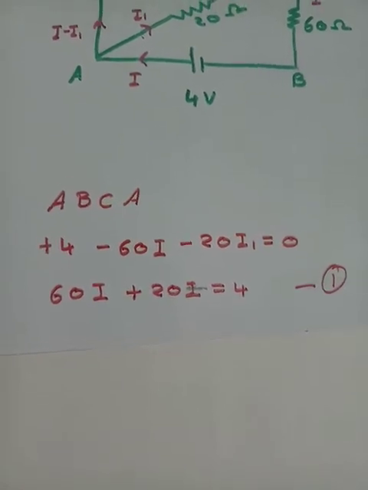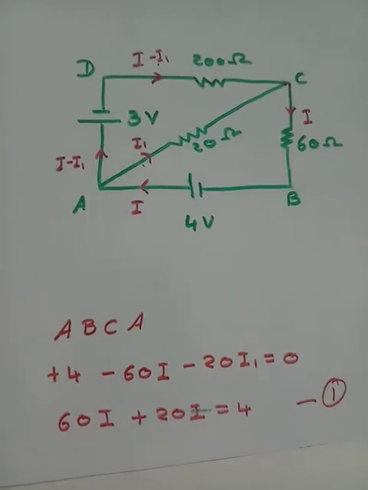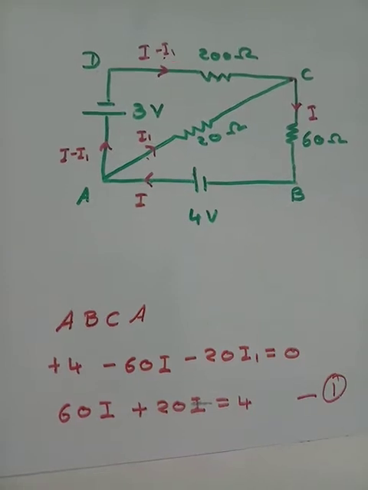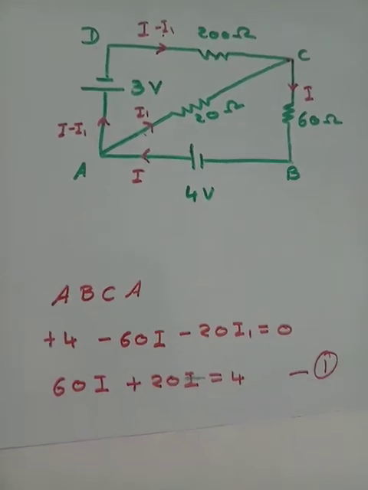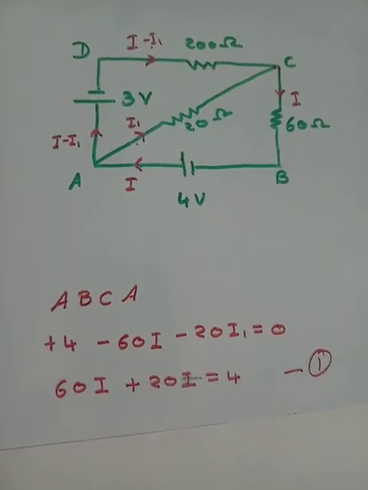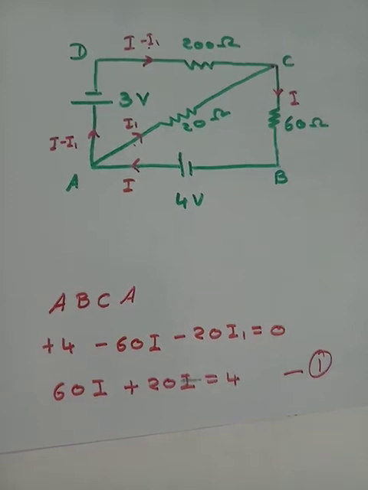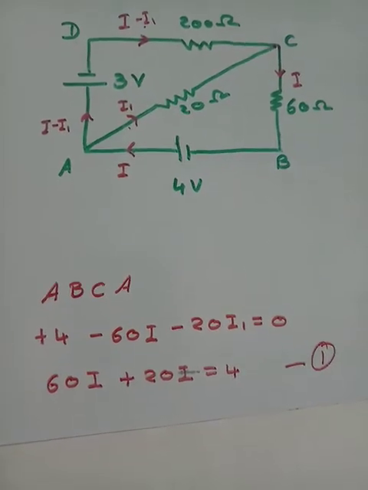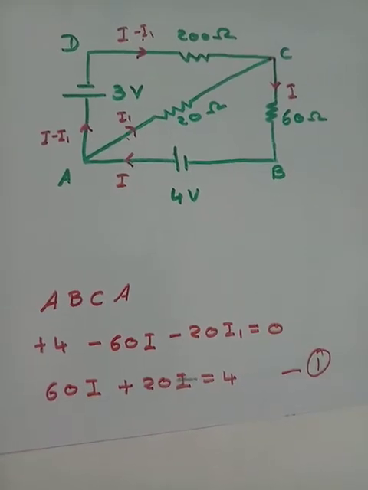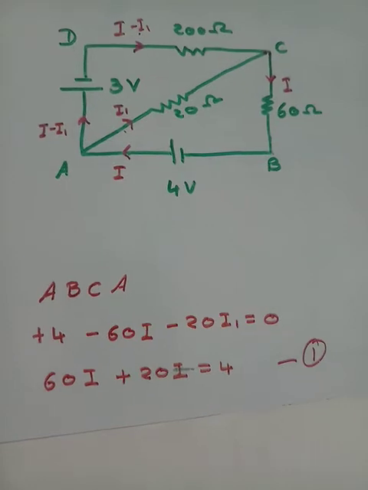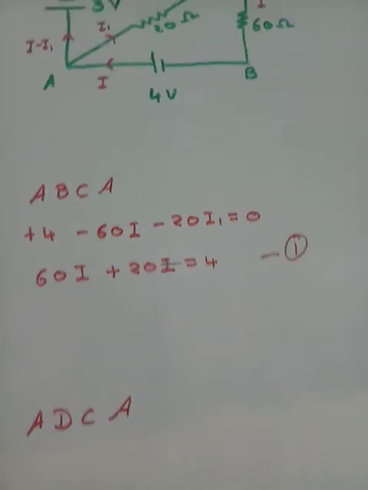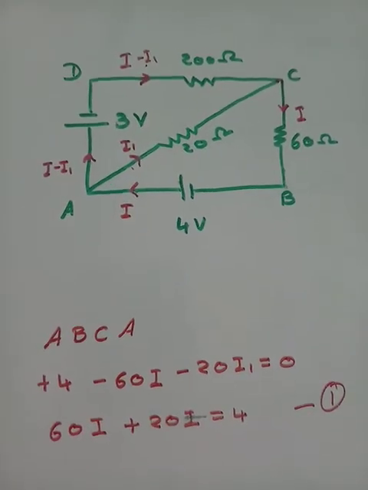Now some parts in this circuit I have missed out in the first loop, so I have to include all those parts in the second loop. Whenever you are solving problems of Kirchhoff's law, you have to take care that no part of the circuit is missed out. Either it should be in the first equation or the second equation or the third equation. Now what is the second loop I am taking? The second loop is ADCA. Can you see? ADCA.